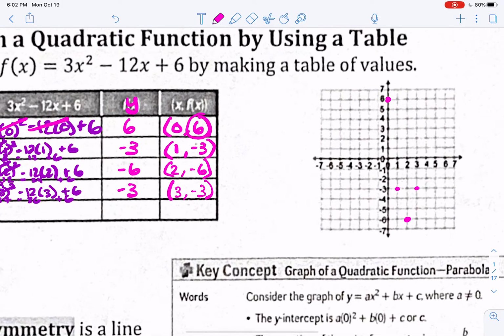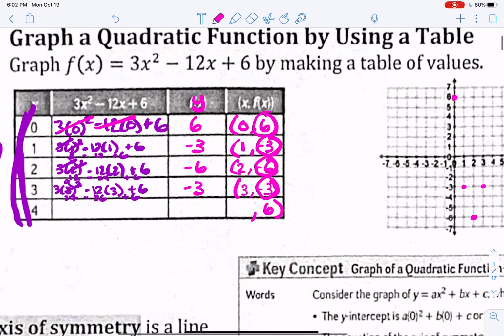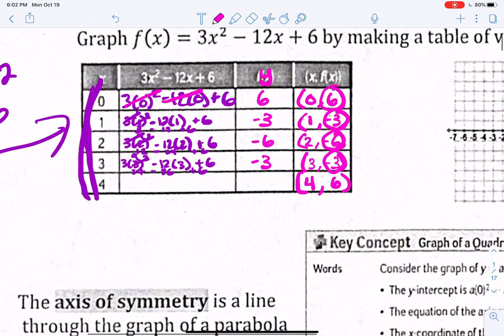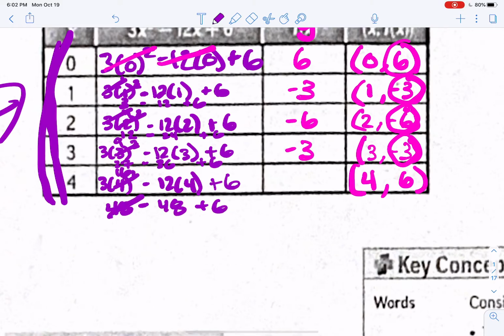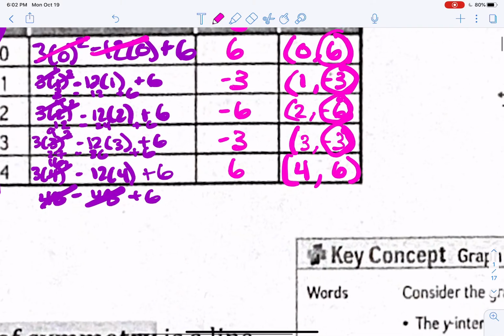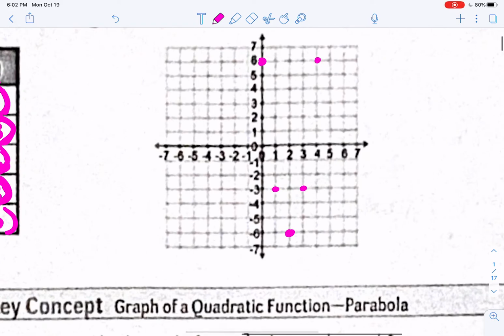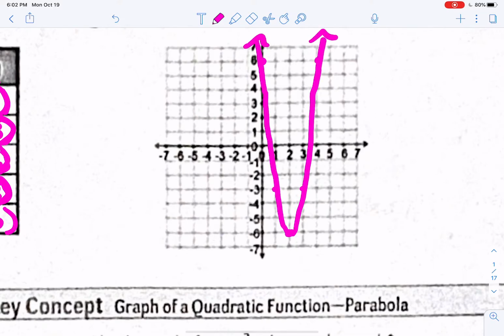We started at 6, we went to -3, -6, back to -3. I'm guessing this point is going to have a value of 6. So it's probably going to be the point (4, 6). Let's check and see. Going back, 3 times 4 squared minus 12 times 4 plus 6. 4 squared is 16. 16 times 3 is 48, minus 12 times 4 is 48, plus 6. So 48 minus 48 cancels out, and I do get 6 as my coordinate point. Okay, so (4, 6), and this is going to be a really skinny, long parabola, and there he is.